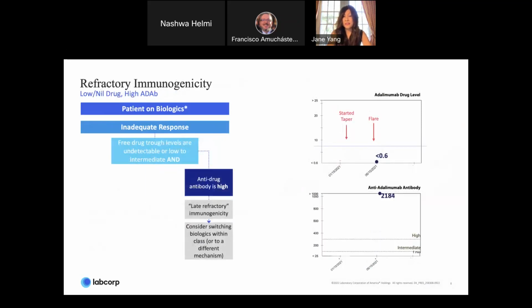On the other hand, if in this same woman you get back this set of results, you can see here the drug is nil, and the antibodies are very high, in excess of 2,000. These results indicate what I call refractory high titer immunogenicity. It's time to move on to a different biologic.